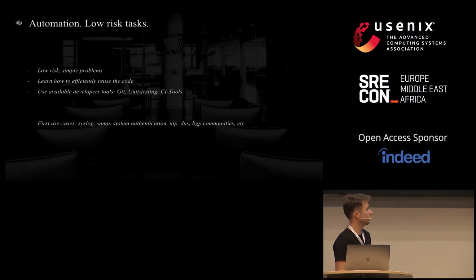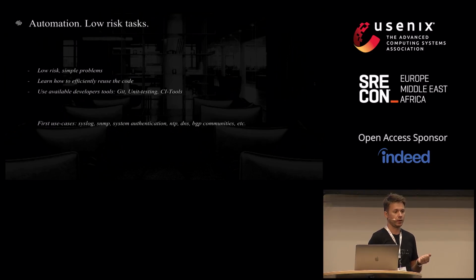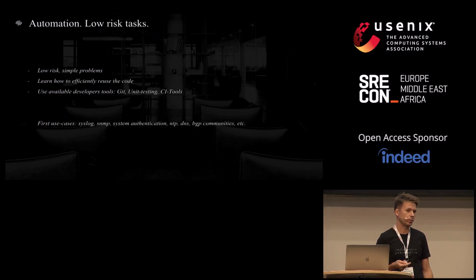So in production, we started using automation on low-risk tasks, but on things that had a very high impact in terms of how much time they were saving. We use Ansible to automate the network, partially because our SRE engineers use it for server automation, but also because it has very good support for networking. So we started from low-risk problems and then moved to the more complex ones. And we also learned how to use developer tools, peer reviews, things like that.